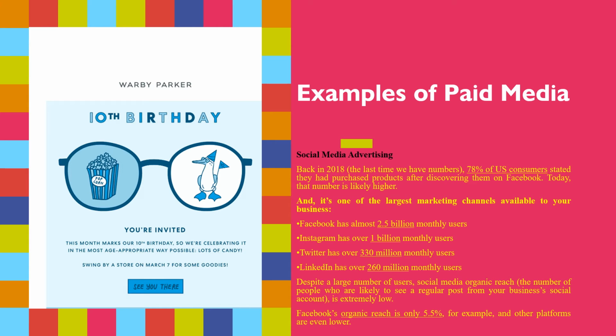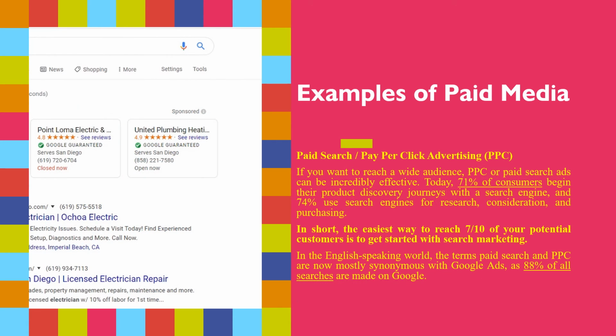Facebook has almost 2.5 billion monthly users. Instagram has over 1 billion monthly users. Twitter has over 330 million monthly users. LinkedIn has over 260 million monthly users. Despite a large number of users, social media organic reach, the number of people who are likely to see a regular post from your business's social account, is extremely low. Facebook's organic reach is only 5.5%, for example, and other platforms are even lower.